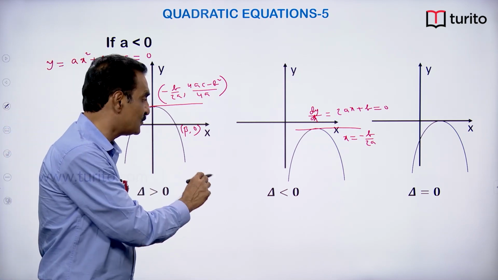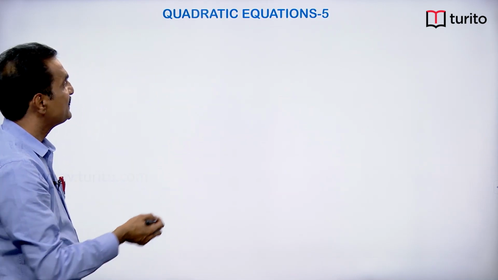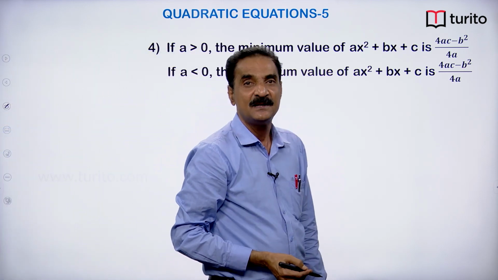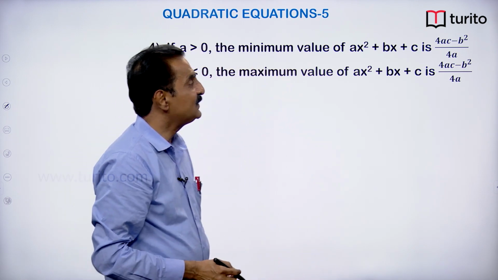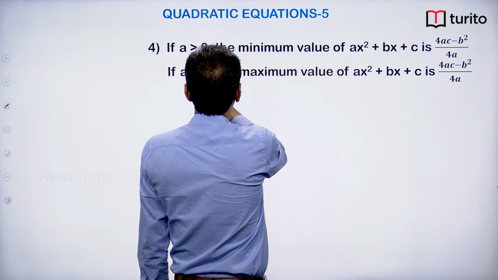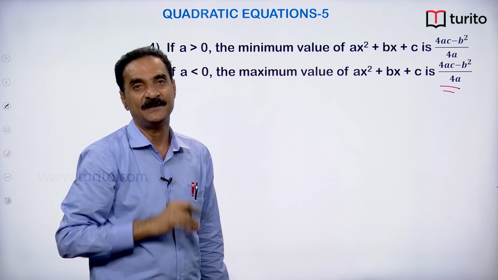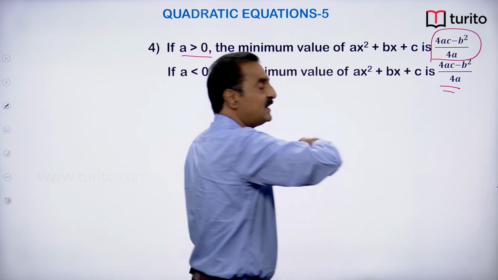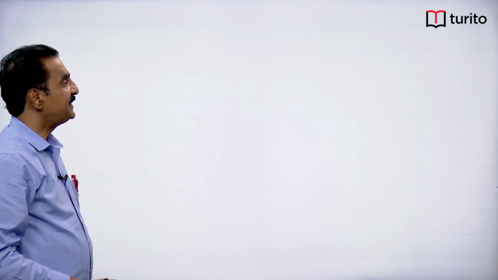So when a is negative, the quadratic expression will have a maximum value. Okay, the same points. If a is greater than 0, the minimum value of ax square plus bx plus c is 4ac minus b square by 4a. If a is less than 0, the maximum value of ax square plus bx plus c is 4ac minus b square by 4a. If a is less than 0, the maximum value is this. There is no minimum value. It can vary up to minus infinity. When a is greater than 0, this is the minimum value and there is no maximum value. It can go up to infinity. Okay. Next points.